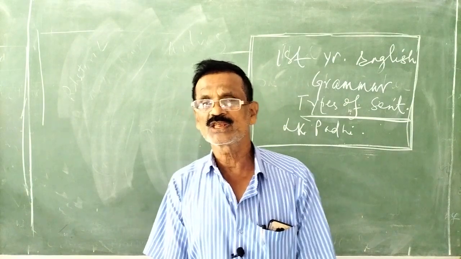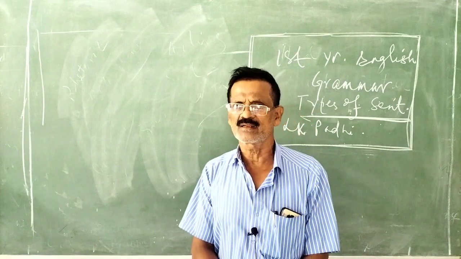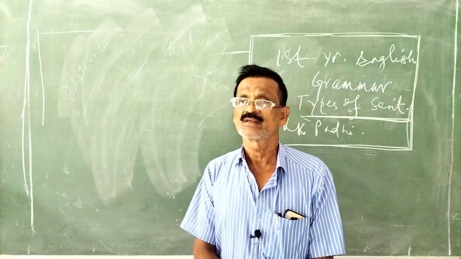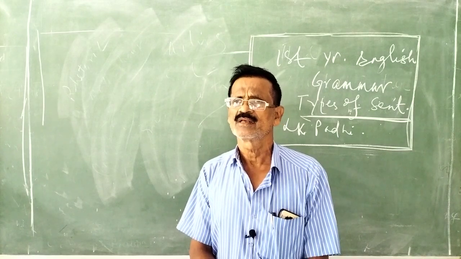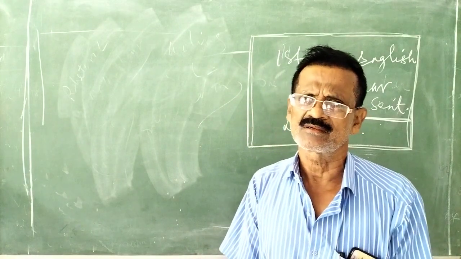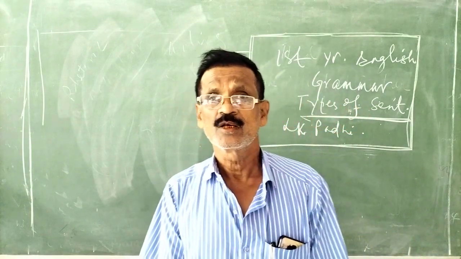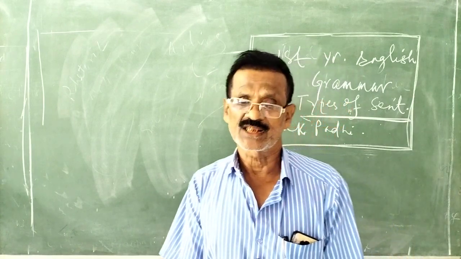So, the principal clause is called a coordinating clause because there is a coordinator, a conjunction, a joiner, a connector. You cannot connect without a connector. That is why a connector is necessary when you have compound sentences.